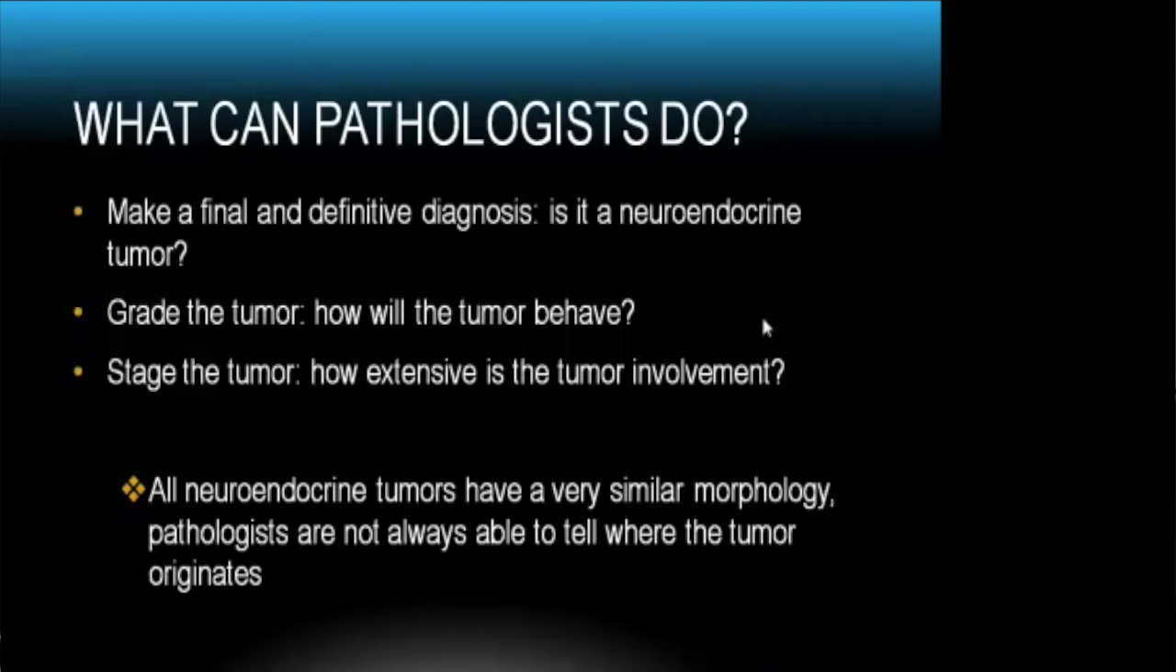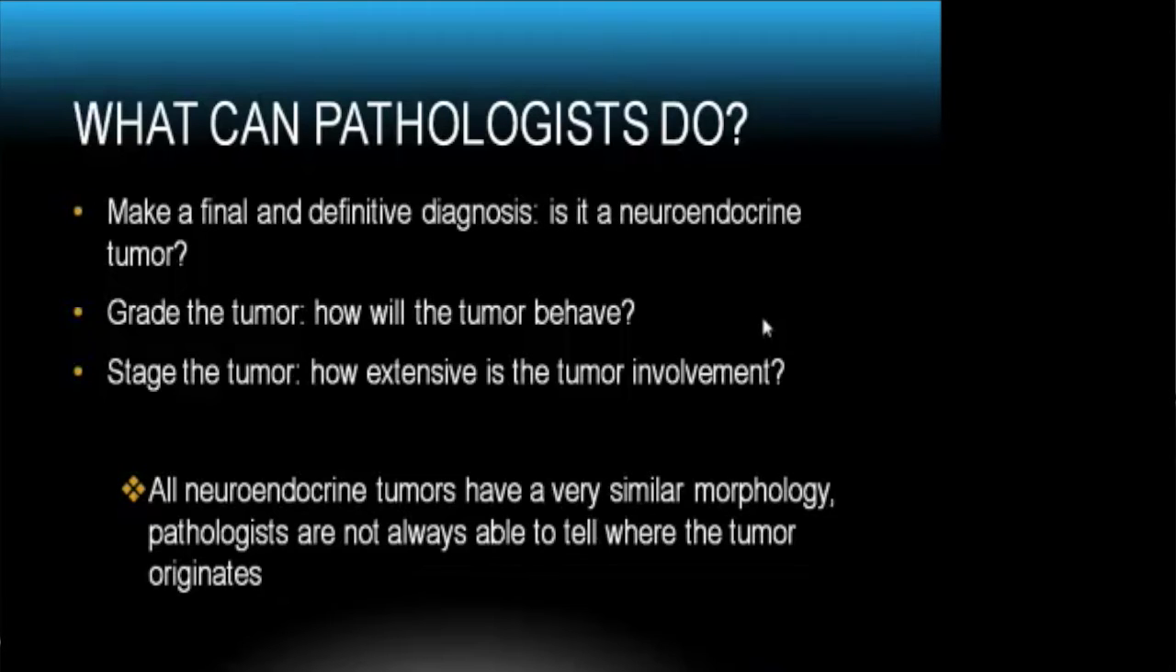So what can pathology do about neuroendocrine tumors? Of course, we can make a final definitive diagnosis. We can tell you if it is a neuroendocrine tumor or another type of tumor. We also grade the tumor, and we will tell you how the tumor will behave. And we stage the tumor too, to let you know how extensive the tumor involvement is.